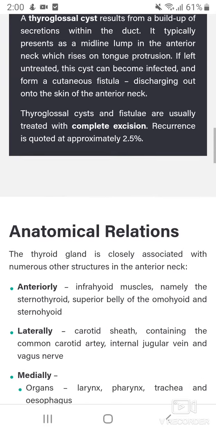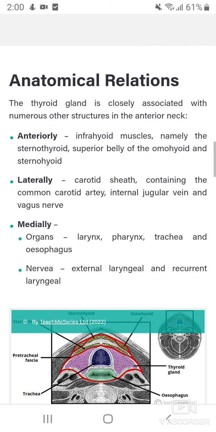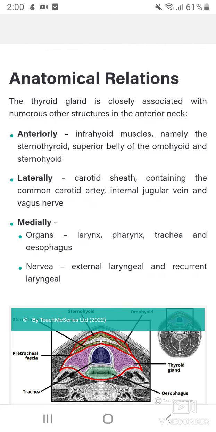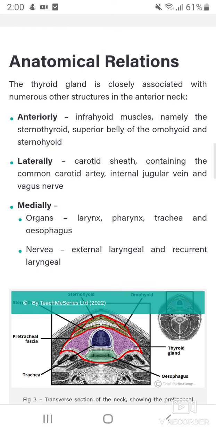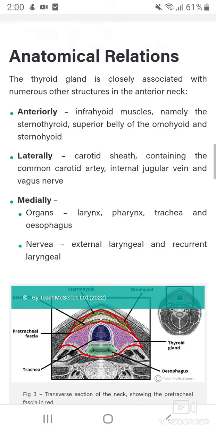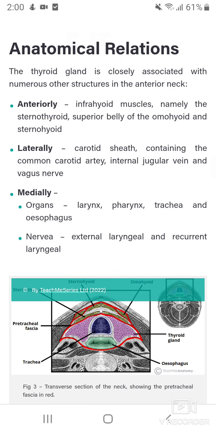Next we are discussing the anatomical relations of the thyroid gland. The thyroid gland is closely associated with numerous other structures in the anterior neck: anteriorly, laterally and medially. You can also see this in the diagram given below. First of all, anteriorly: the infrahyoid muscles, namely the sternothyroid, superior belly of the omohyoid and sternohyoid.